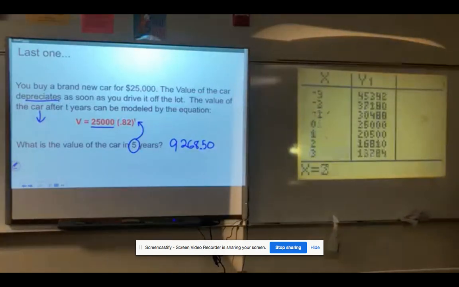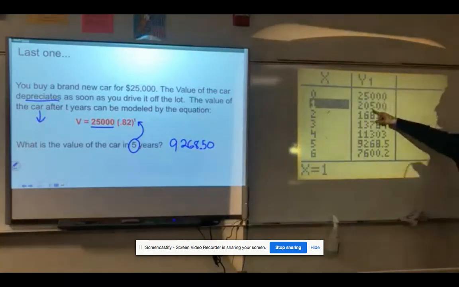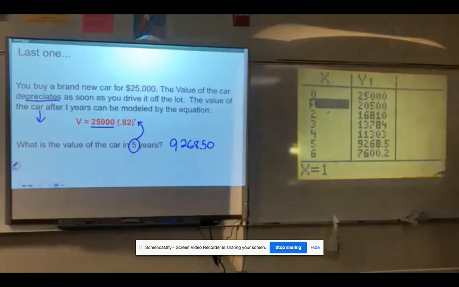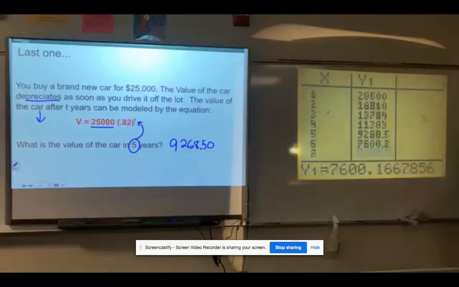So in year 0, I'm going to scooch up here to the bottom. In year 0, my car was brand new. At 0 years old, it was worth $25,000. After 1 year, it's only worth $20,500. It went down $4,500, and then it went down more and more over here. And there's our 5 years, what we did over there at the screen.